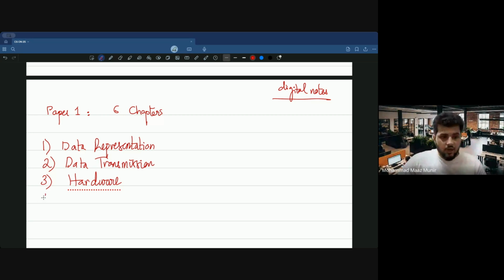Then we have the fourth topic, which is about software. The software topic is pretty interesting. This is the topic where we are going to be understanding, guys.